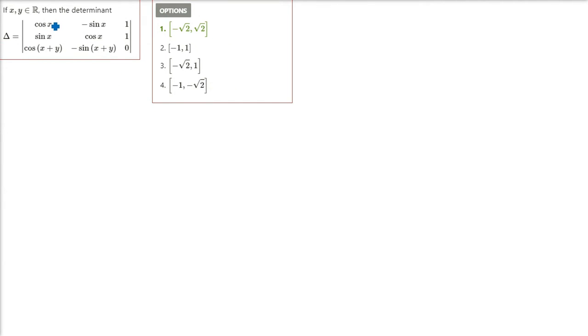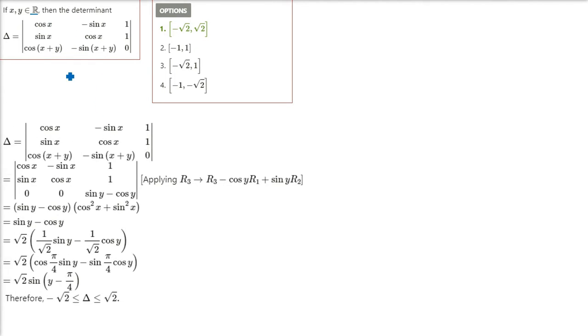If x, y belongs to R, then the determinant. So x, y are real. Okay, let us see here. Now you have to see that cos(x plus y) is what? You need to know what cos(x plus y) is when we open it. Because whenever we read trigonometry, trigonometric identities, those formulas will be used everywhere. So if you are not able to prove it properly, just mug it up, because this will be used.